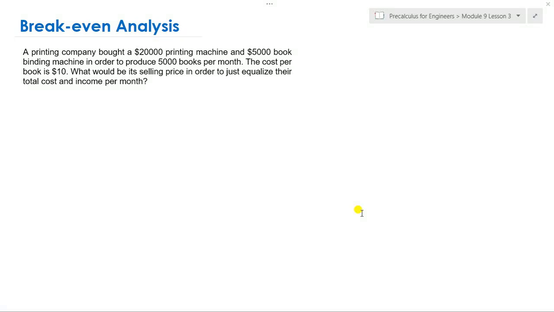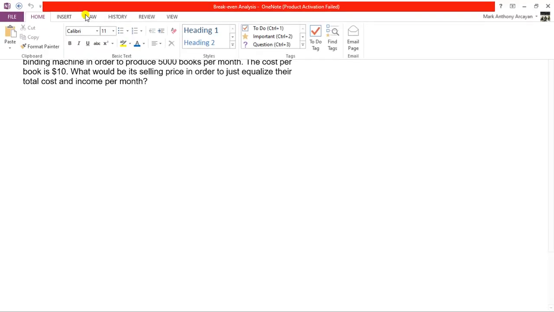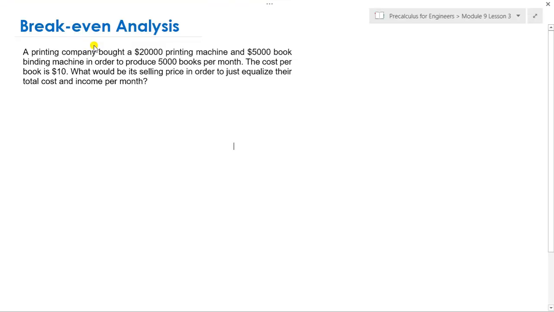So the first one is break-even analysis. This is one of the applications for simultaneous equations. Why? Because break-even is applied in the business field. What break-even means is you earn just enough to cover everything. Break-even compares the total cost.